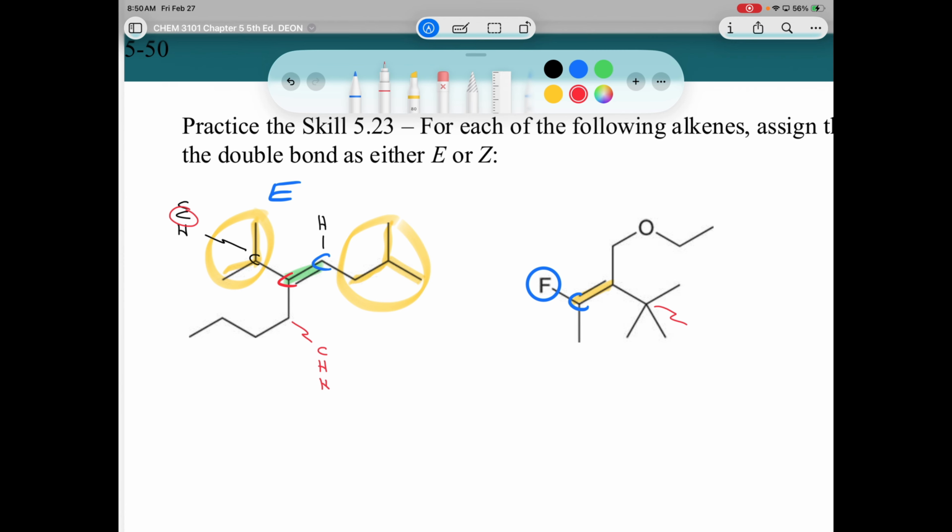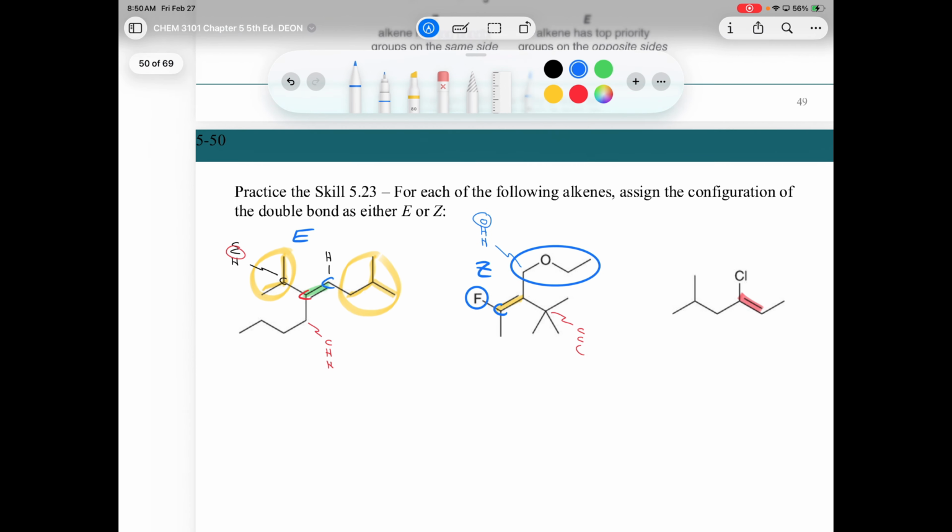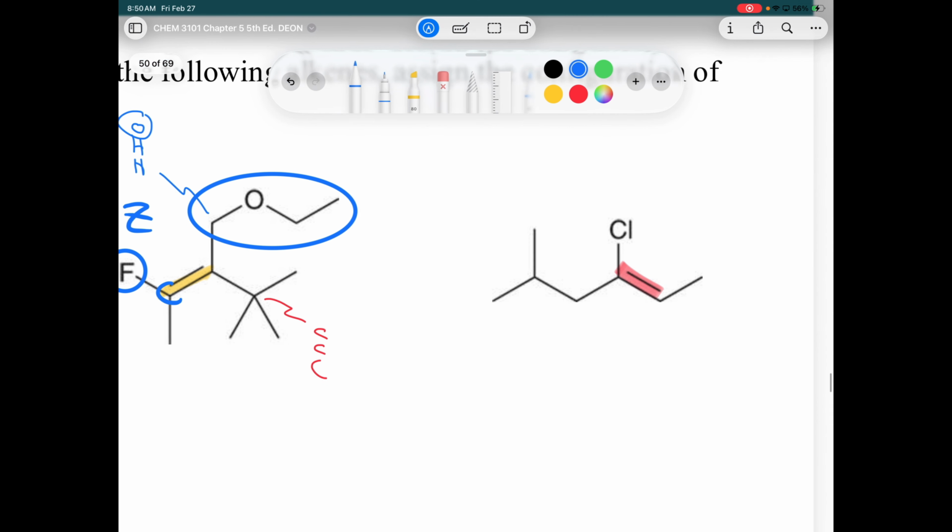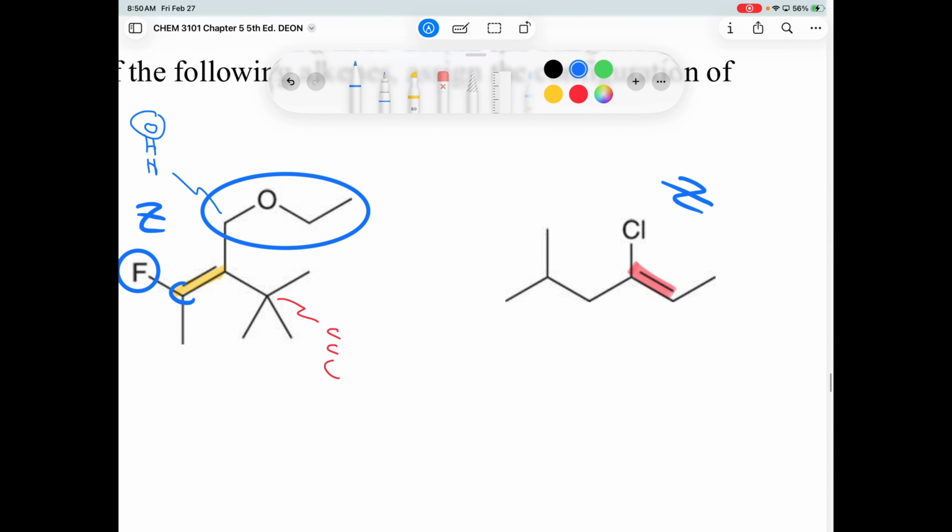So this carbon is attached to carbon, carbon, carbon, whereas this carbon is attached to oxygen, hydrogen, hydrogen. My tiebreaker is here, and so my higher priority group is going to be all this over here. Thus, what kind of compound is this? Z. All right. And the last one, we'll do it really quickly. It's going to be a Z compound, right? The chlorine is higher priority than the carbon, and then the carbon is higher priority than the proton. So there we go. And there we go.